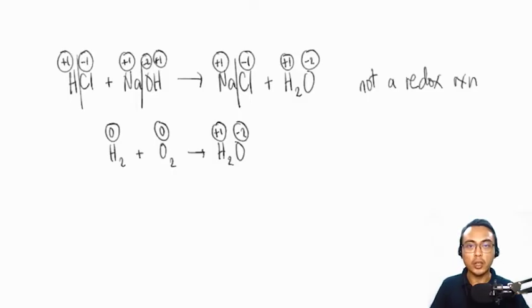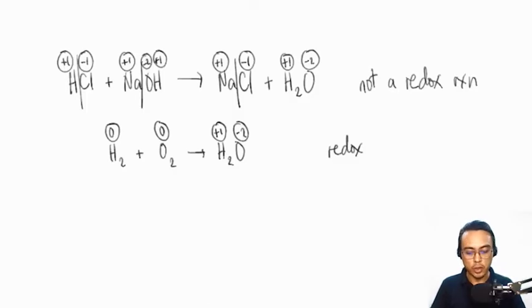Now, if you take a look at hydrogen, on the reactant side, its oxidation state is 0, and on the product side, its oxidation state is positive 1. And for oxygen, its oxidation state decreased from 0 to negative 2. That means that this reaction is a redox reaction. Okay? Now that we know that this is a redox reaction, the next step for us is to determine what is the reduction half reaction and what is the oxidation half reaction. And for that, we simply have to divide this equation.